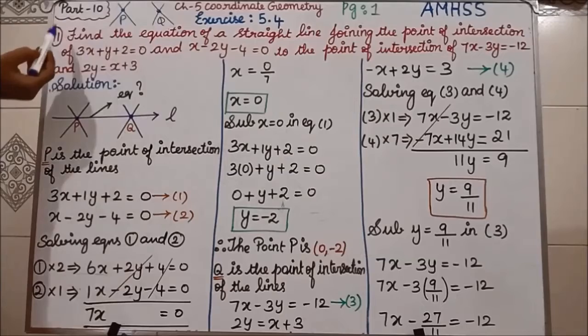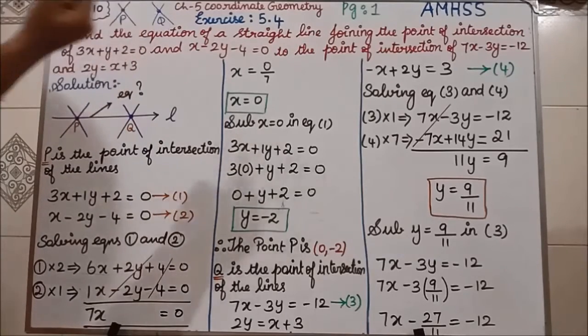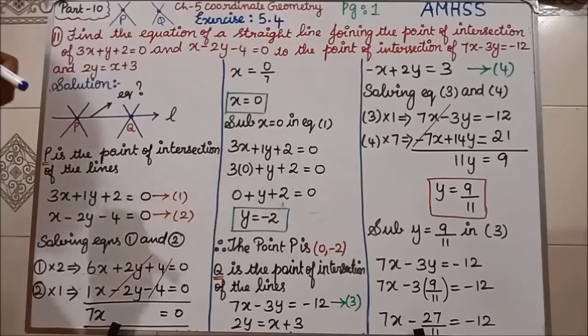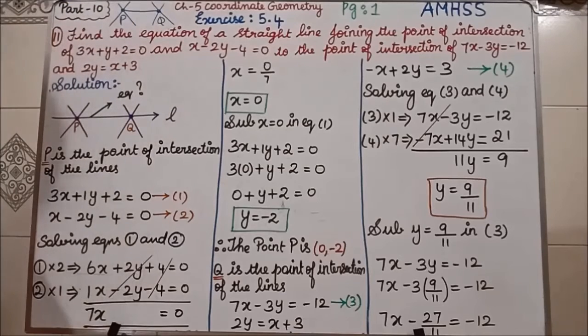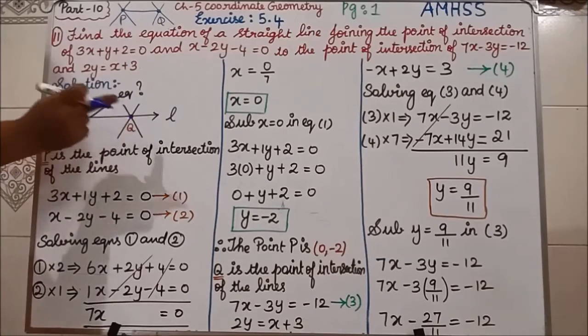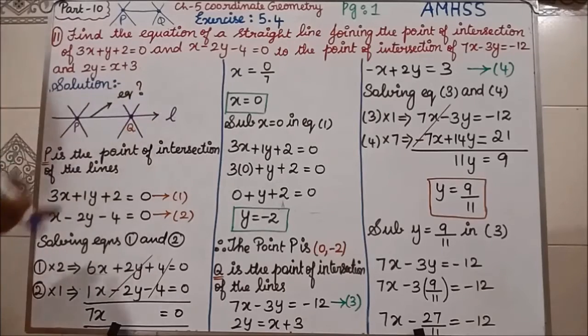See the first line now. Find the equation of a straight line joining the point of intersection. So how are we going to find the equation of the straight line? By joining the points of intersection. Clear? See, I have drawn like this. This is the point of intersection P and this is the point of intersection Q. So through these points only we are having the straight line. That straight line equation only we are going to find out. Clear students? Now this is a very easy problem and very important also.